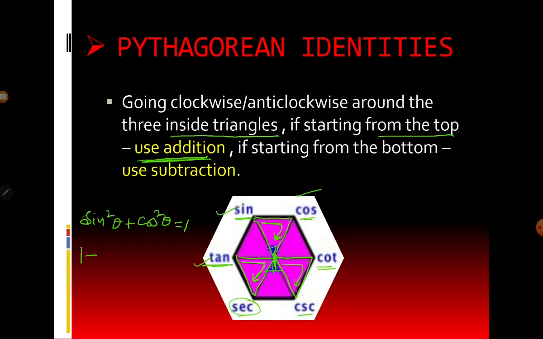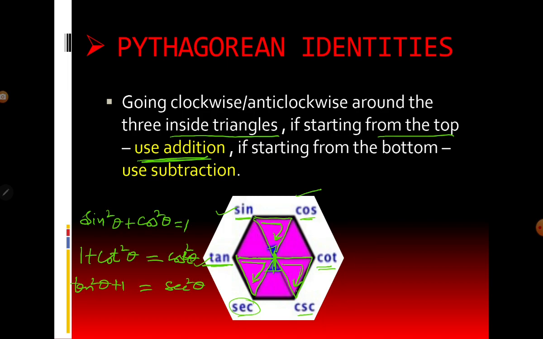Then what? 1 plus cot square theta. You can say 1 square plus cot square is what? Cosecant. So it will be cosecant square theta. Now come to the third triangle, again from tan towards 1 and then coming down. So tan square theta plus 1 is what? Secant square theta.